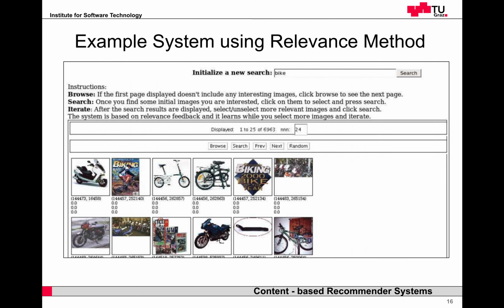This is an example system of relevance feedback method. In this system, a user is searching for, for instance, a bike. So he enters the keyword bike, and the system returns a list of bikes. This system supports some functionality to get feedback from the user.